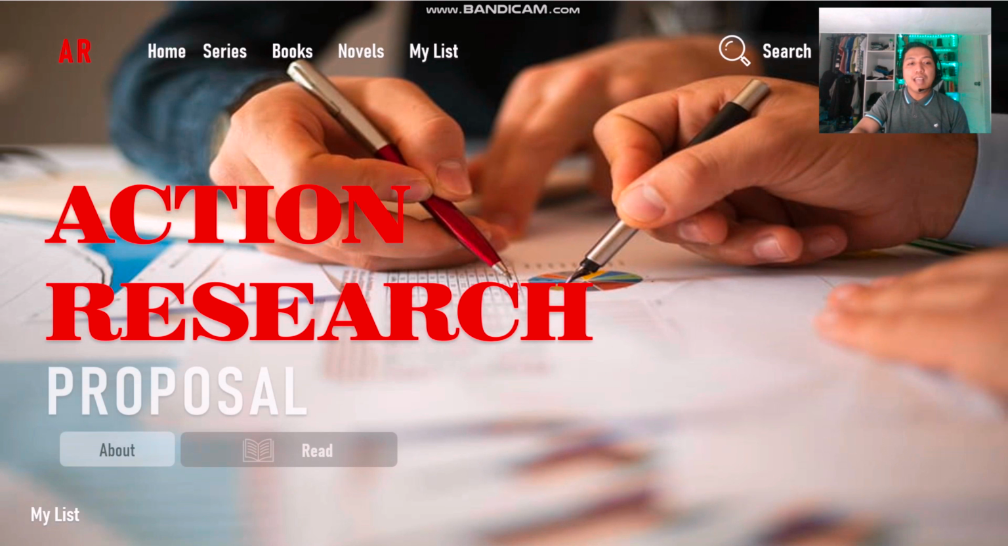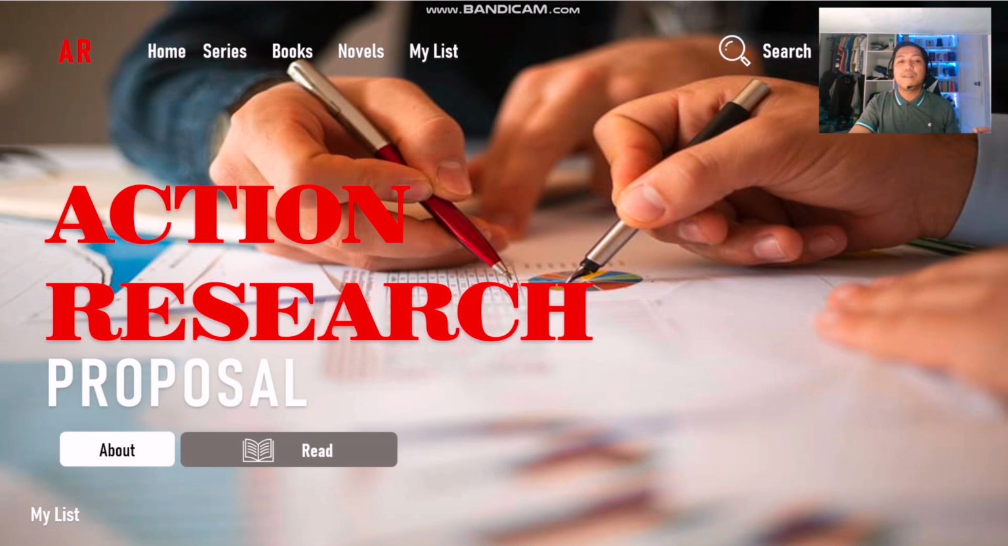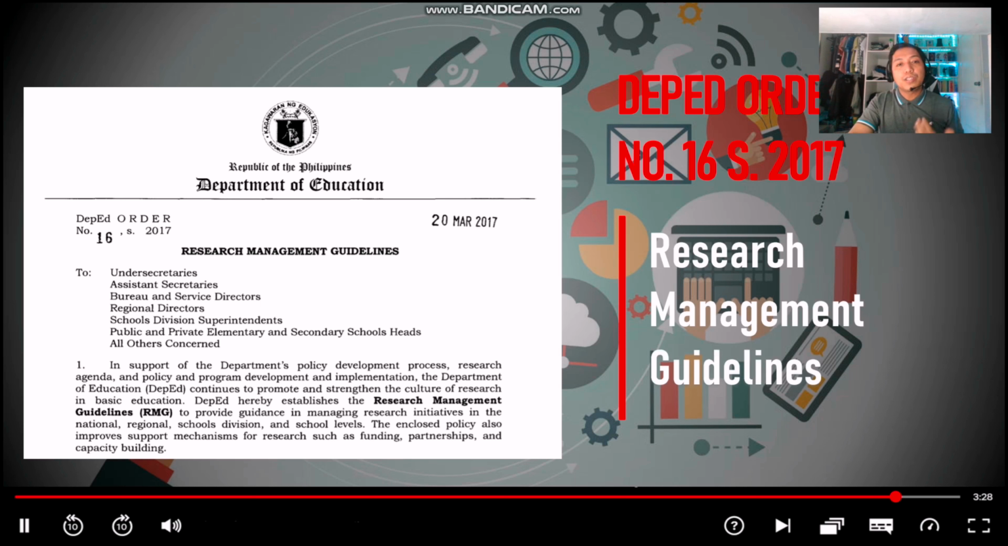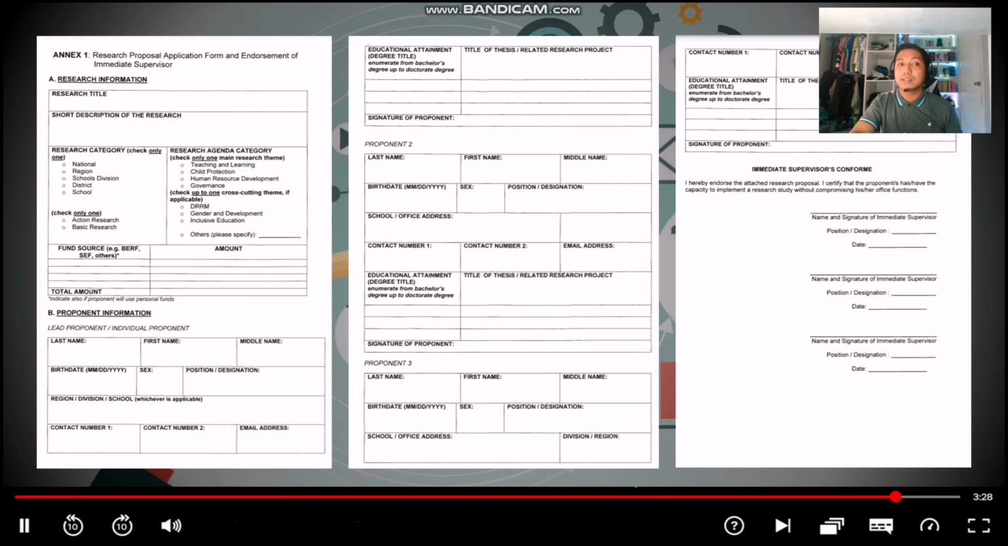So this is the action research proposal again. Let's have a review. This technique or samples that we're giving to you is based on the DepEd Order number 16 series of 2017, which is the Research Management Guidelines. For those na hindi pa alam kung ano to, this is some of the annexes na kailangan nating fill upan para po sa lahat ng gustong mag-propose or they need to submit their proposal.